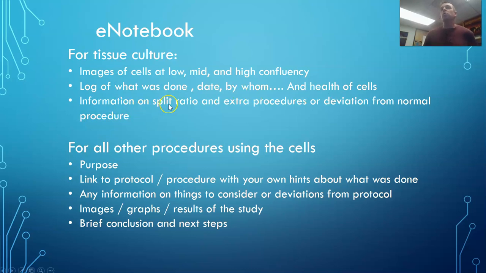If you split the cells, what was your ratio? Did you split them 1 to 10, or are they growing really fast and you had to split them 1 to 20 and so forth? And if there's any extra notes you had to do, that should all be in there for the tissue culture.